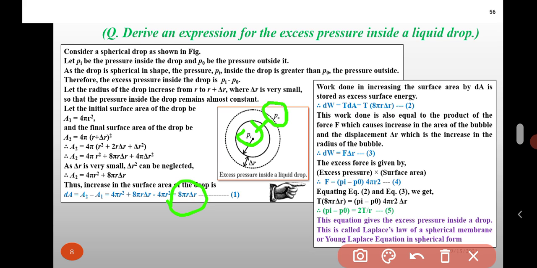Equating equation 2 and equation 3, we get T (8 pi r delta r) equal to (Pi minus P0) 4 pi r squared into delta r, and therefore Pi minus P0 equal to 2T upon r, equation number 5. And this equation gives the excess pressure inside a drop. This is called Laplace law of spherical membrane, or Young Laplace equation in spherical form.